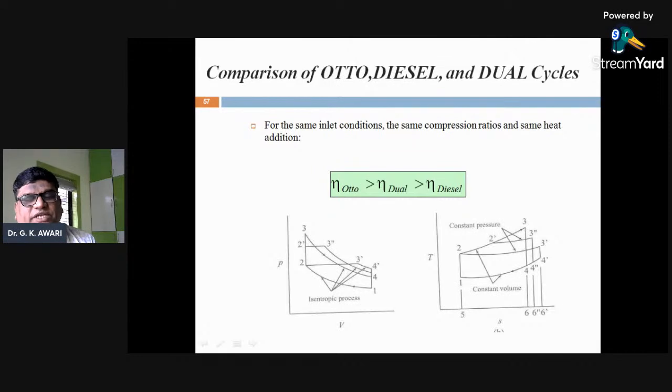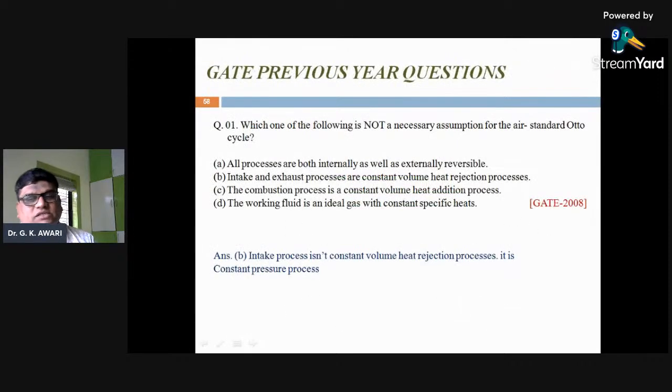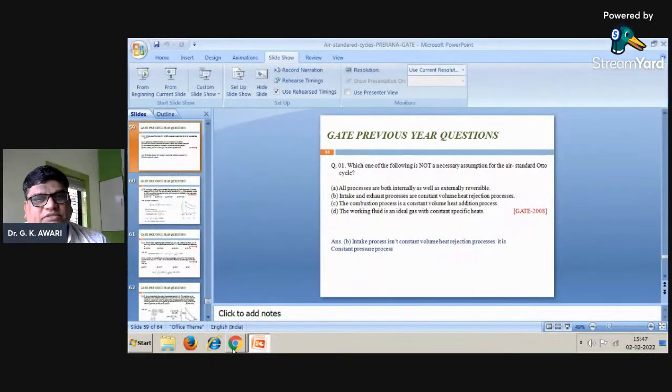So the efficiency of the Otto cycle is greater than the efficiency of the dual cycle and the efficiency of the diesel cycle. So with this, today we have completed the topic of the air standard cycle, that is the Otto cycle, then the diesel cycle, and the dual fuel cycle, and their characteristics comparison. So let me check whether it is going on correctly or not, and we will move ahead with the GATE examination questions.